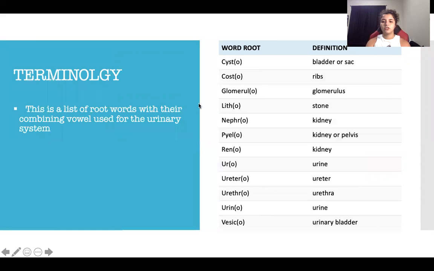Here's a little bit of terminology. This is a list of root words with their combining forms for the urinary system. So the more basic ones on this list are cysto, which means bladder or sac, nephro, meaning kidney, reno, meaning kidney as well. We have uro, meaning urine. We also have urino, meaning urine. We have utero, meaning ureter, urethro, meaning urethra, and vesico, meaning urinary bladder.